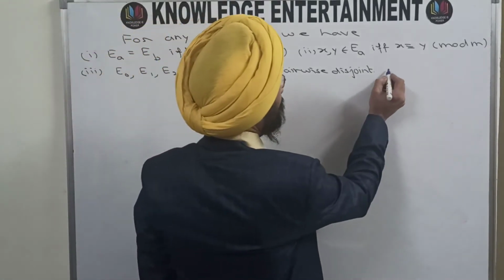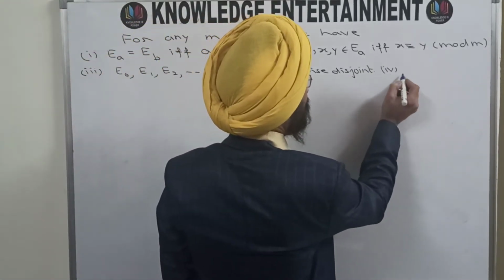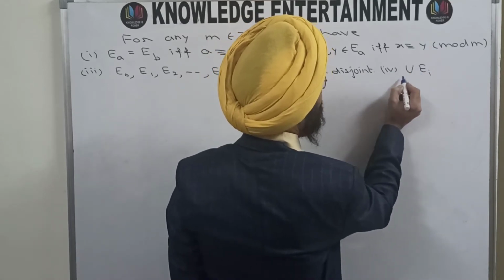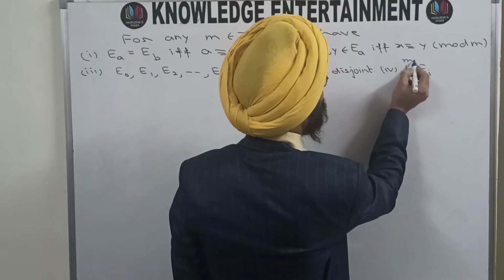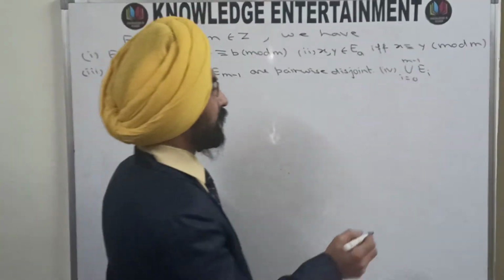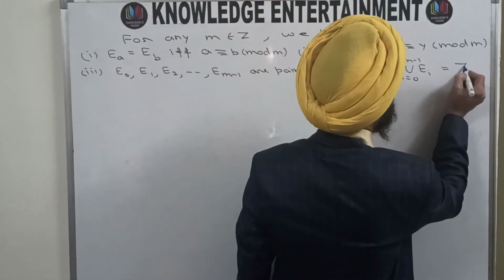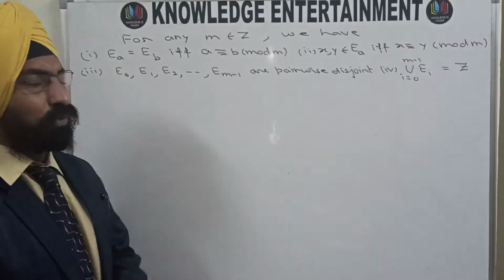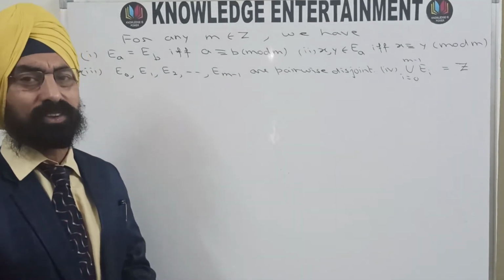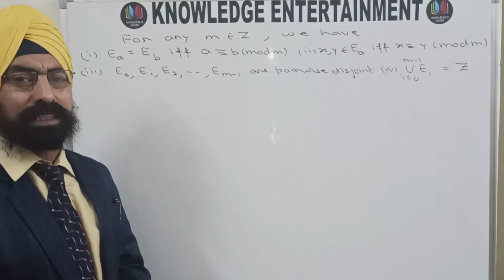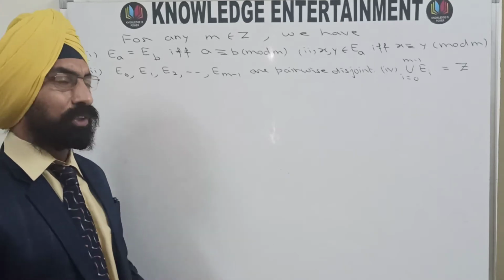And the most important is that the union of these EIs, when I vary i from 0 to m minus 1, that means the union of all these is nothing but the set of integers. So these are the four basic properties of residue classes which we are going to prove in this video, and then we will do some more properties as well before leaving this video.